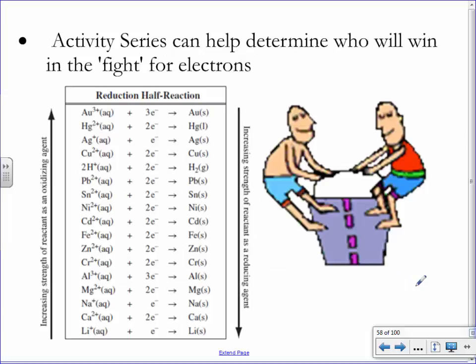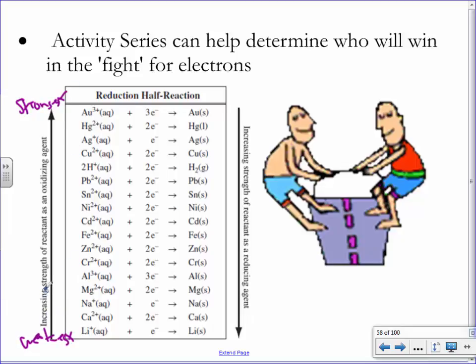Okay, let's get to this slide here. This is kind of the whole point of today's lesson, is this table here. This is called an activity series, and when you think of it as being a fight for the electrons, this table will tell you who wins the fight. So, up in this top corner right here is your king of the ring. This is gold. Gold wants electrons. Gold does not want to lose its electrons. It holds on to them tightly. And so sometimes what we'll do is we'll talk about this guy up here as being the strongest, and this guy down here as being the weakest.